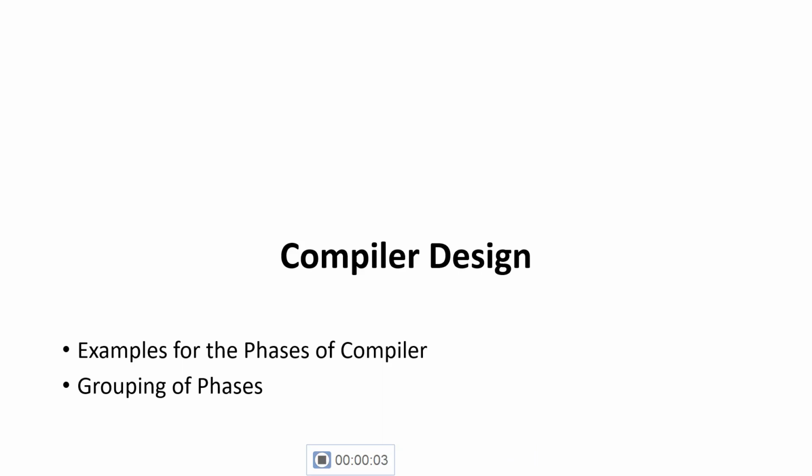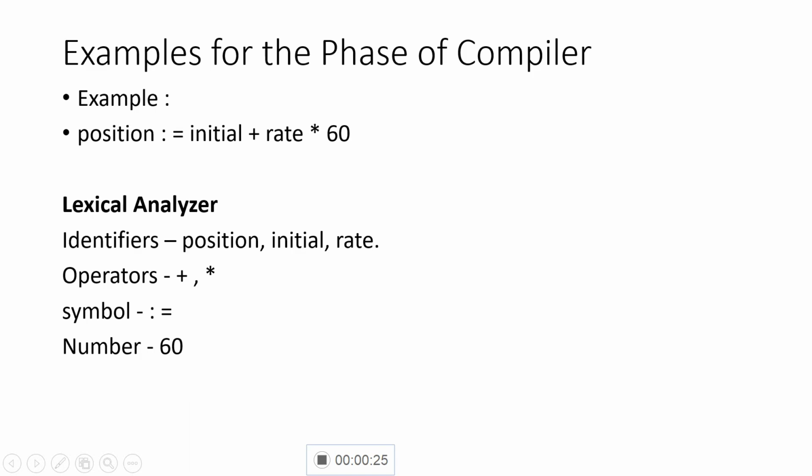Hello all. In the previous video we have discussed what is a compiler, what is an interpreter, some introduction about the compiler, applications of the compiler and the phases of compiler. So now we are going to see one numerical example for the phases of compiler and the grouping of phases. We already know about the phases of compiler.